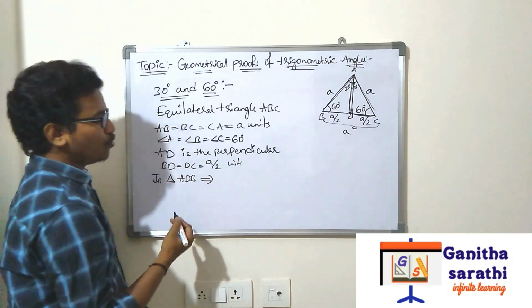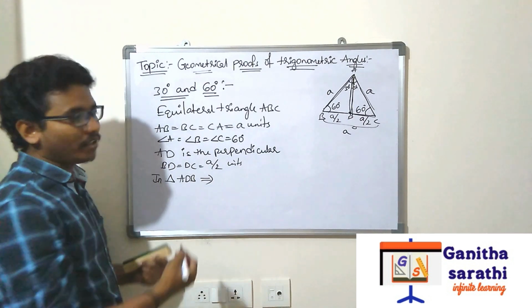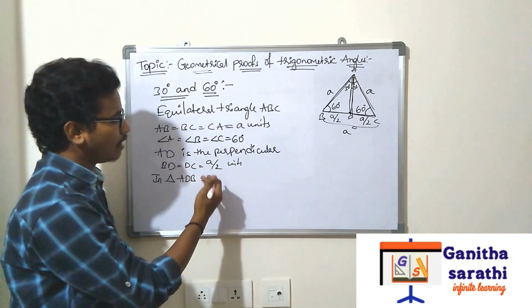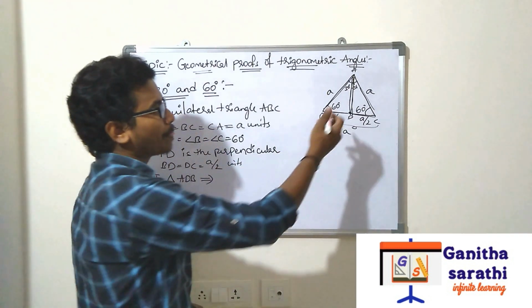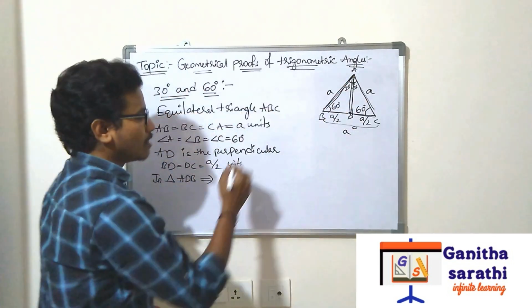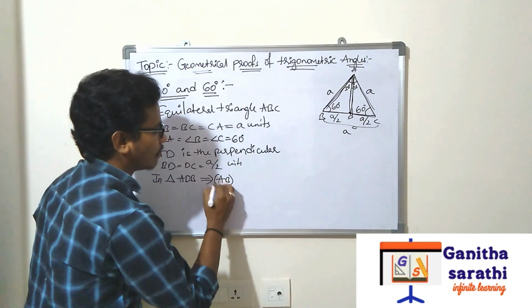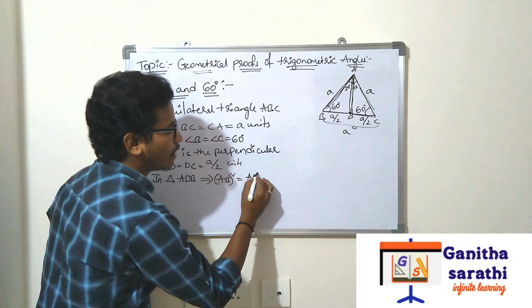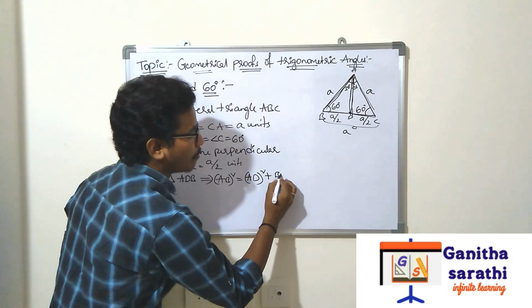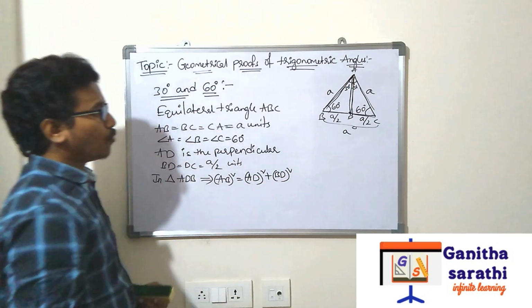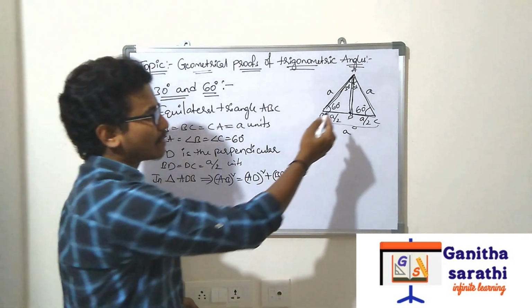In triangle ADB, by using Pythagoras theorem. I am not writing here because only some space is there. So by using Pythagoras theorem, what is hypotenuse? AB square is equal to AD square plus BD square. What is AB square?